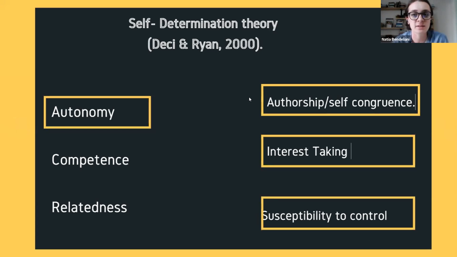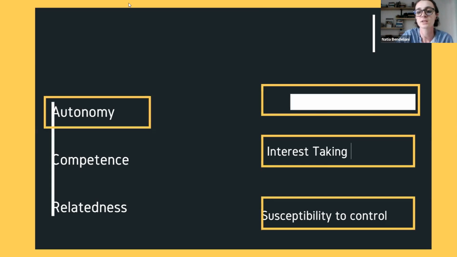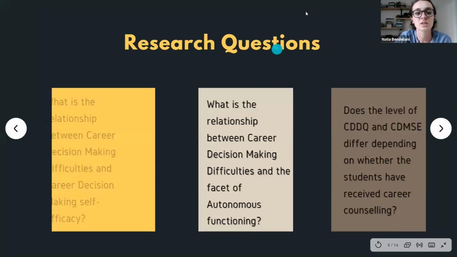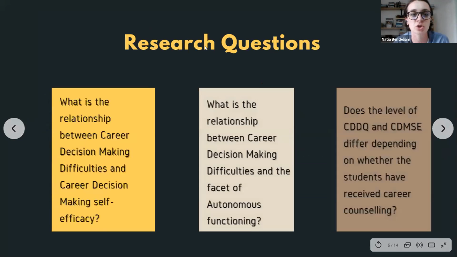Using growing interest in this phenomenon, the researchers developed and validated the index of autonomous functioning that I've used in my research as well. And as you can see, autonomy is the base of 3 different facets: authorship, interest-taking, and susceptibility to control. And here we are. This is how I formed my research questions.